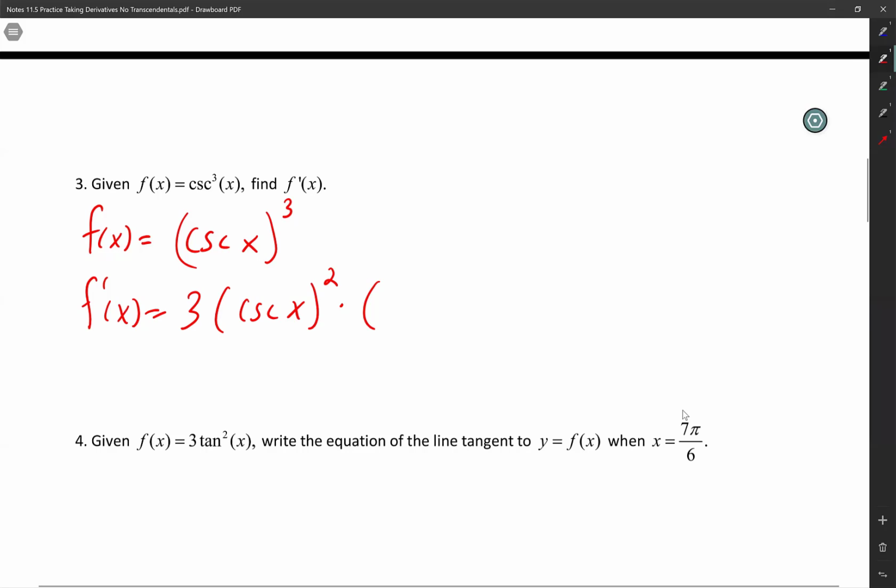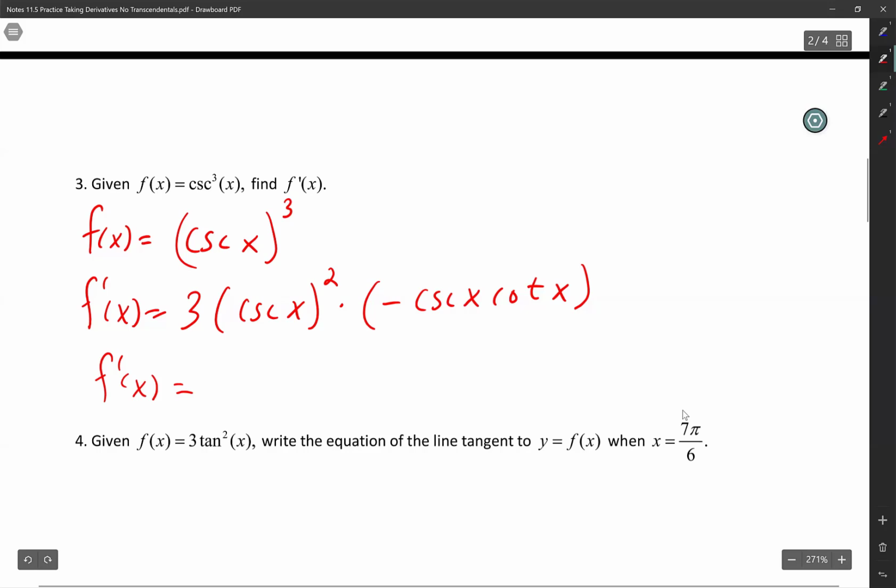What's the derivative of cosecant x? Negative cosecant x cotangent x. That's right. That's the derivative here in America. Actually, that's the derivative everywhere. And then that's it, guys. If it had been cosecant of 5x, we would have done something more about it. But no, that's it.